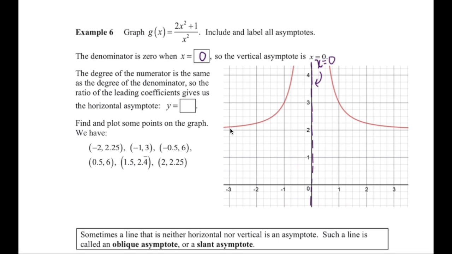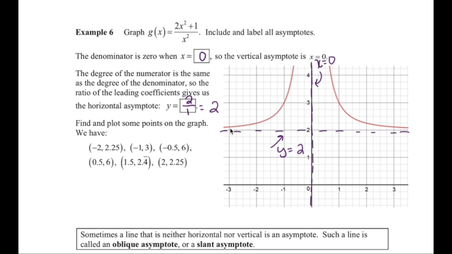When I look at determining my horizontal asymptotes, I see that the exponents are the exact same. So because the exponents are the exact same, I know then that my horizontal asymptote will be the coefficients 2 over 1, or y is equal to 2. So we have a horizontal asymptote at y equals 2.